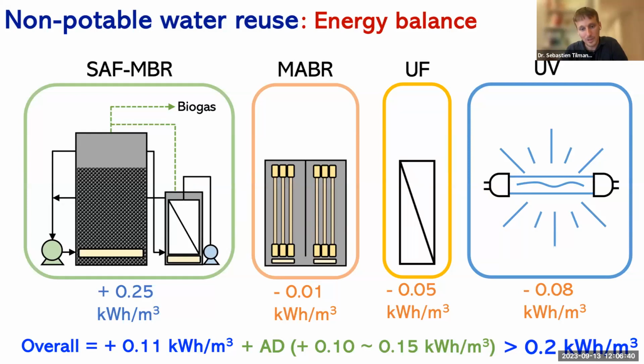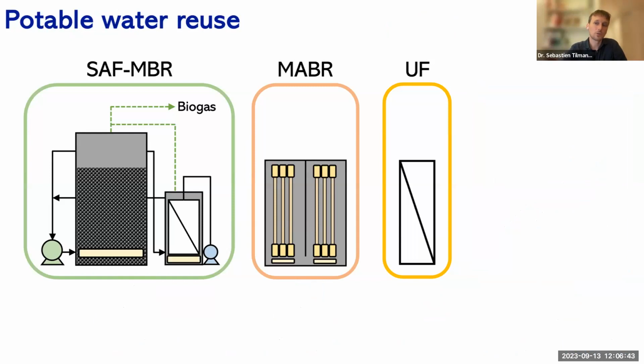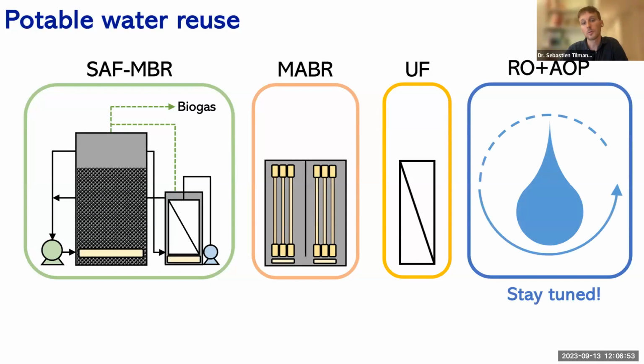But we're not stopping there. What we are going to be testing in the next couple of months, we'll start these tests at SVCW, is instead of going for non-potable reuse, let's go for potable reuse. Let's put in reverse osmosis and advanced oxidation processes. These are the conventional components of a full advanced treatment train for potable reuse, and we'll try to achieve the water standards for potable water reuse and see what the energy balance is. That's what we're going to be working on in the coming months. So stay tuned for more results.